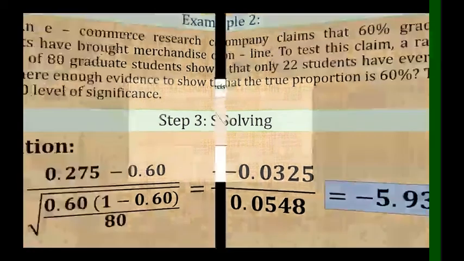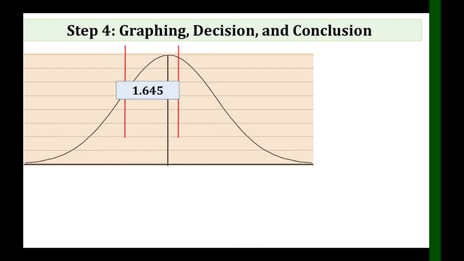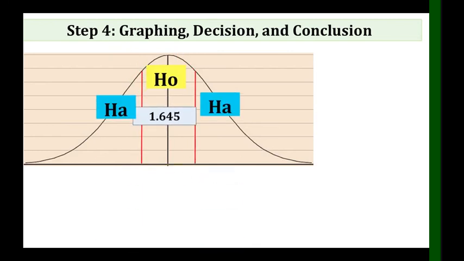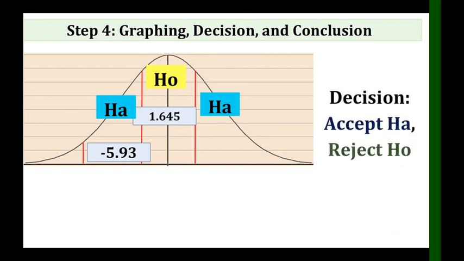Now let's compare your answer. Our critical value is positive negative 1.645. If it is inside, accept HO. If it is outside, accept HA. Our computed value is negative 5.93. Therefore, accept HA, reject HO.